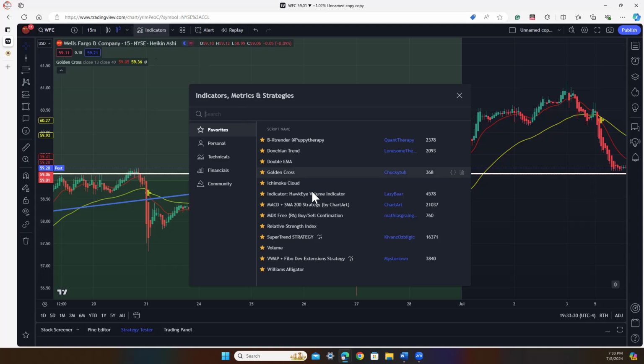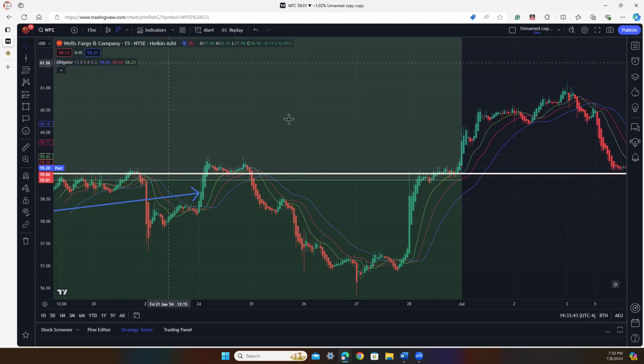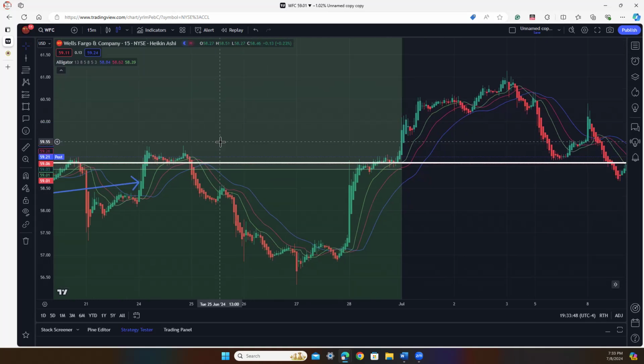And also the Williams Alligator, and we'll discuss the alligator on our next meeting together. Let's remove the cross. Again, the alligator is going to give you a little bit more of a tighter window of when to buy and when to sell.